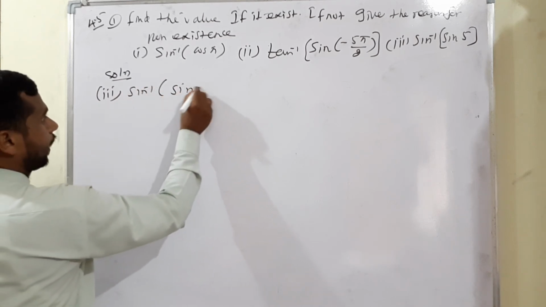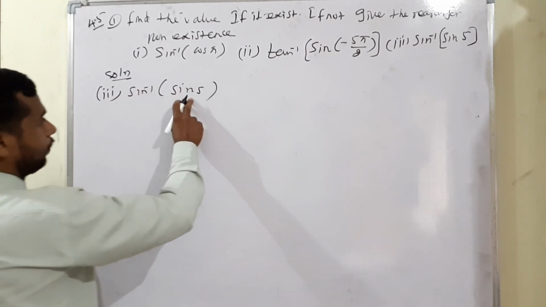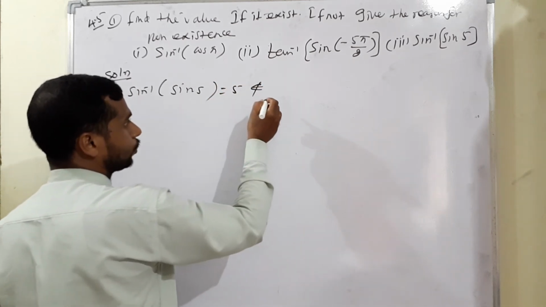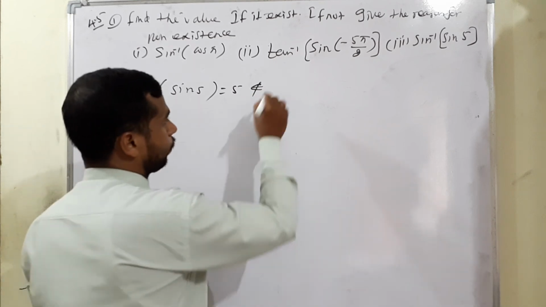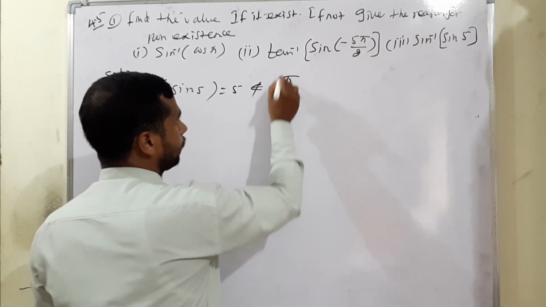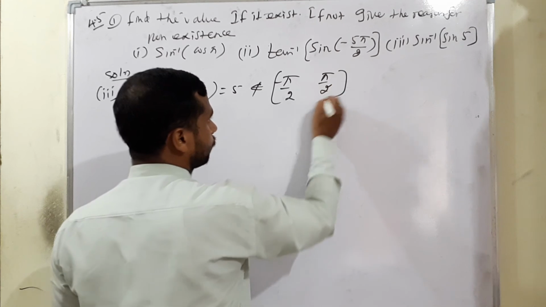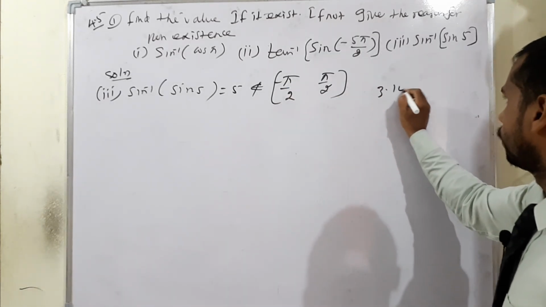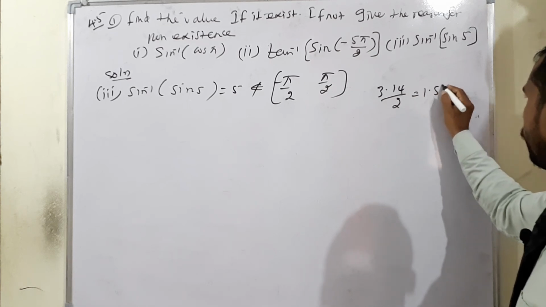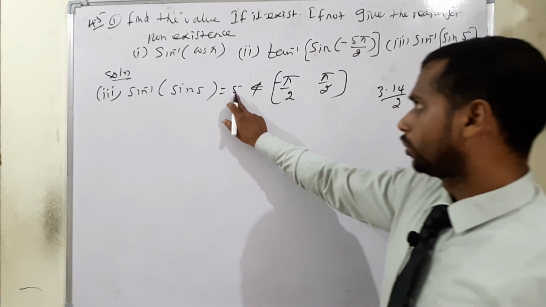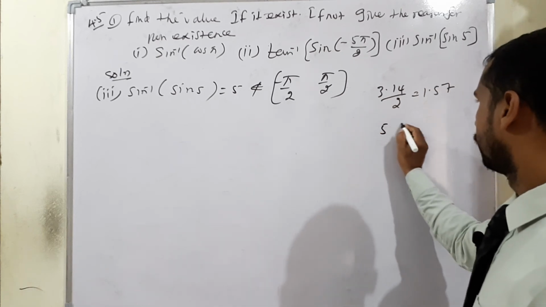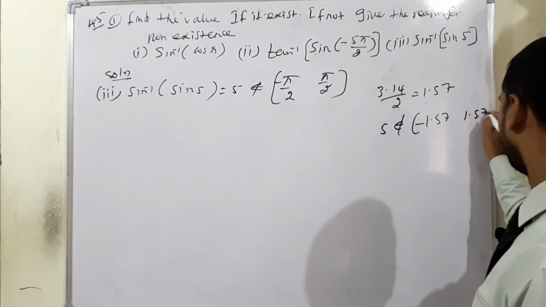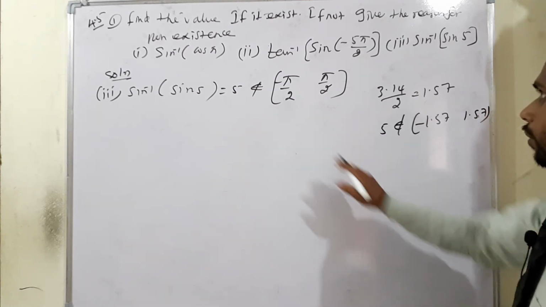Sine inverse of sine pi, isn't it? But sine inverse and sine cancel only if the value belongs to negative pi by 2 to positive pi by 2. Here we can't say that. Why? Because in radians, pi means 3.14, divided by 2 means 1.57. So we can see pi does not belong to negative 1.57 to positive 1.57. So we have to rearrange it.